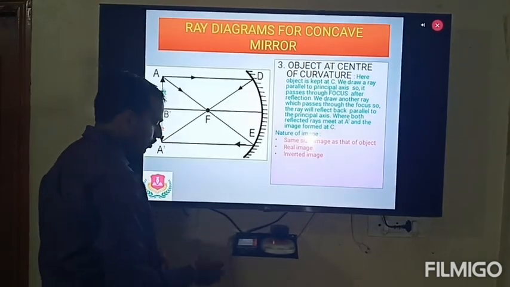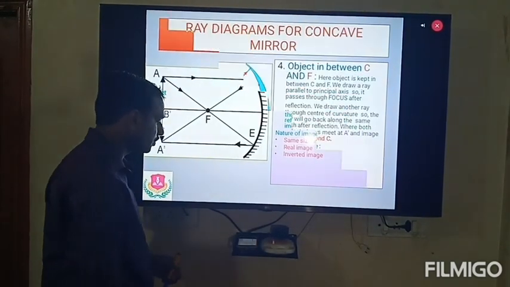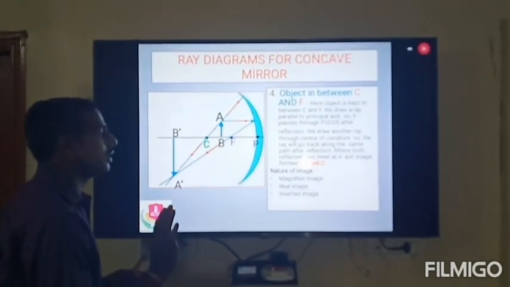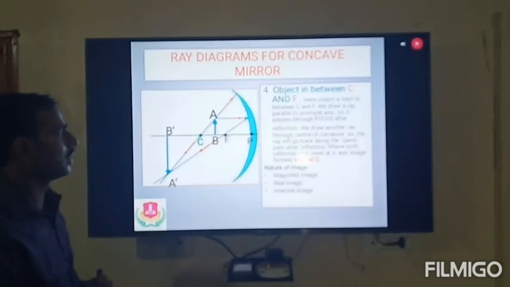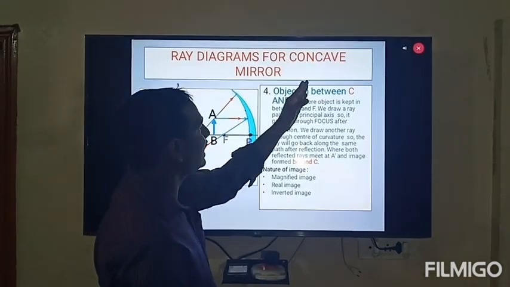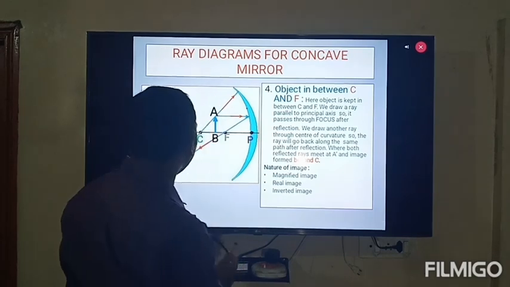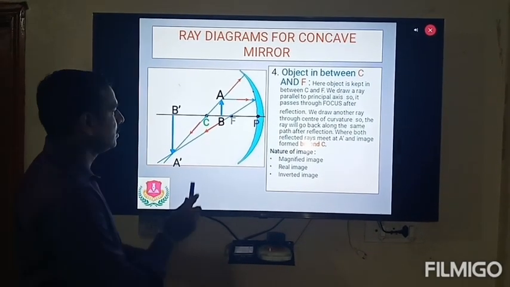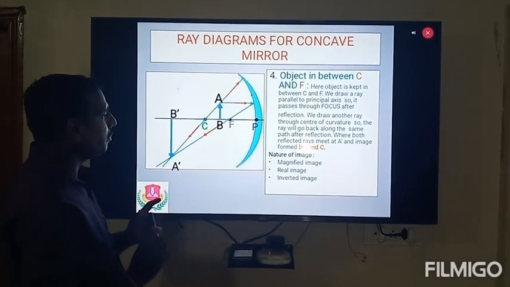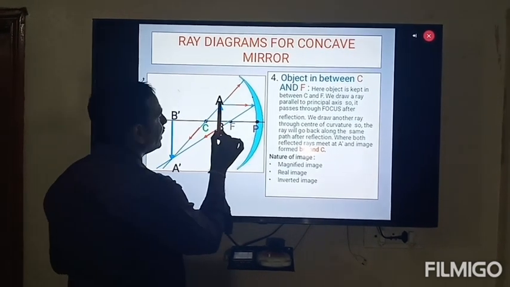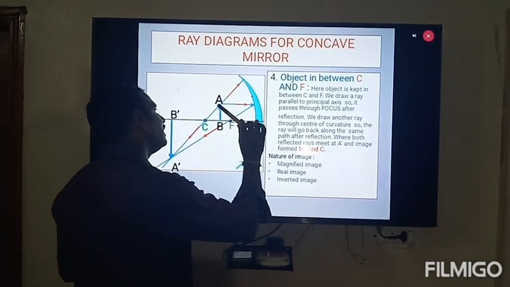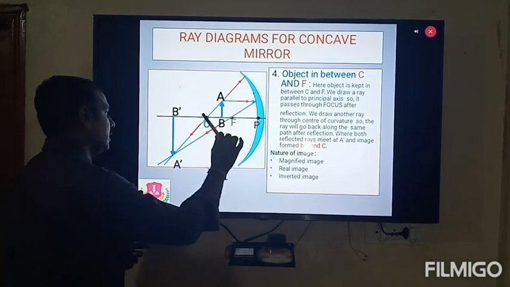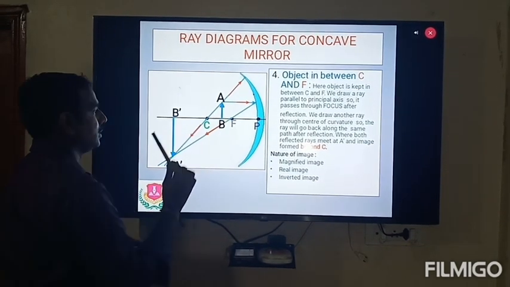Now move on to the next case, the fourth one. Now we are moving the object some more near to the concave mirror. Object in between C and F, means the object is placed in between C and F. So here AB is the object. From this we are taking two rays. One is parallel to the principal axis, another ray is passing through the center of curvature. So this is the center of curvature, the ray coming downwards.